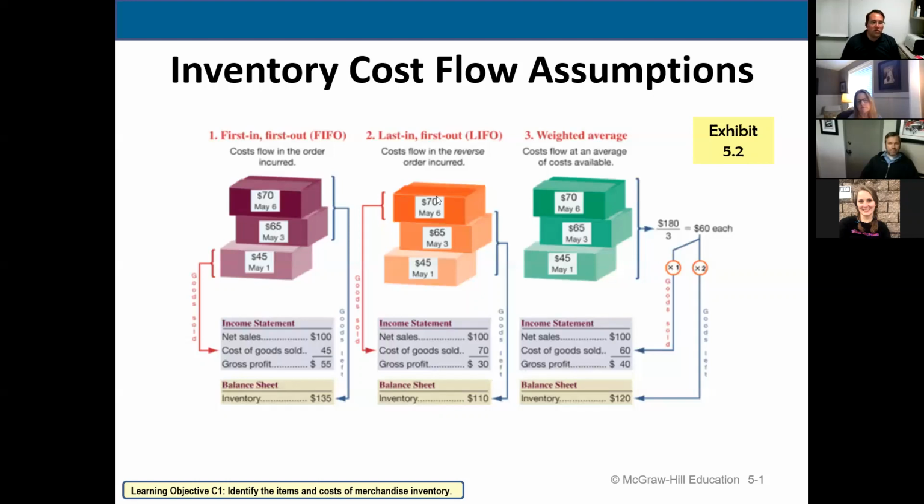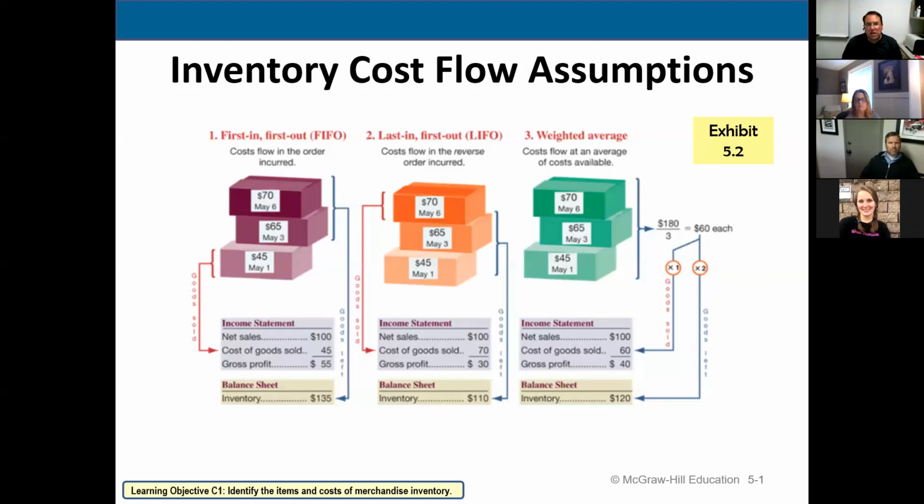The third that's on here is what's called a weighted average. It's probably the most conservative approach to say, well, we don't really know if it's the first in that's going out first or the last in. So we'll take an average. In essence, each time we buy more product, we'll recalculate how much that product costs us as an average, and we'll use that as our estimate of how much it costs. And then one that's not on this screen is what's called specific identification.